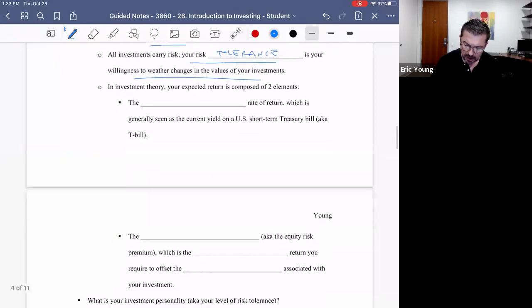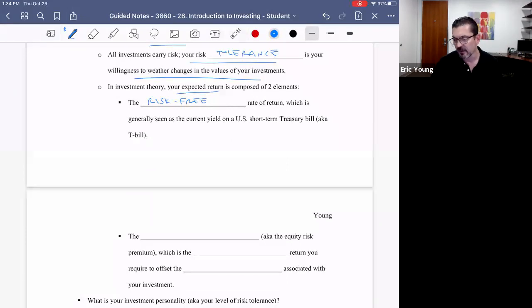A real quick note on risk. In investment theory, your expected return is composed of two elements. The first one is known as the risk-free rate of return. This is the return, as the name says, this is the yield that you could be expected to get on a totally safe investment.